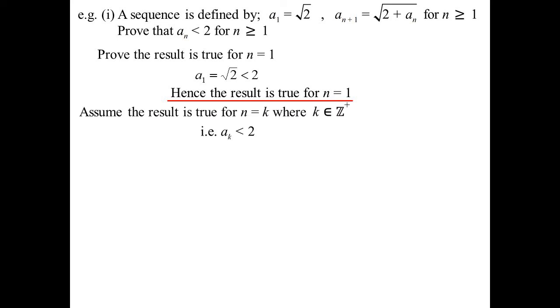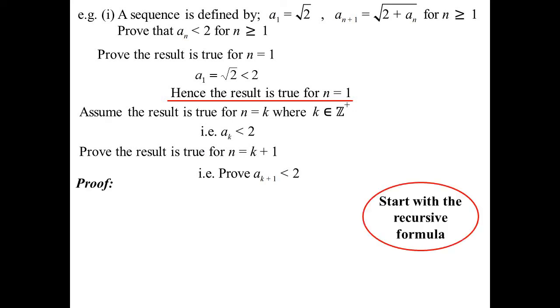We assume it's true for n equals k, so I'm going to assume the kth term is less than 2. We now want to prove for k plus 1. So we want to prove the (k+1)th term is less than 2. Proof. Start with the recursive formula that they've given you, because that now allows you to get the assumption in. That's why you need as many assumptions as terms you're going to substitute in. So in this case, I only need k. So a_(k+1) equals the square root of 2 plus a_k.